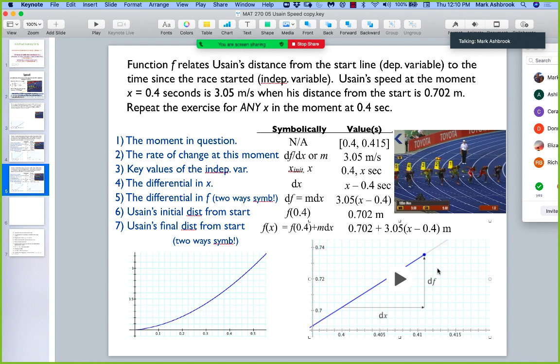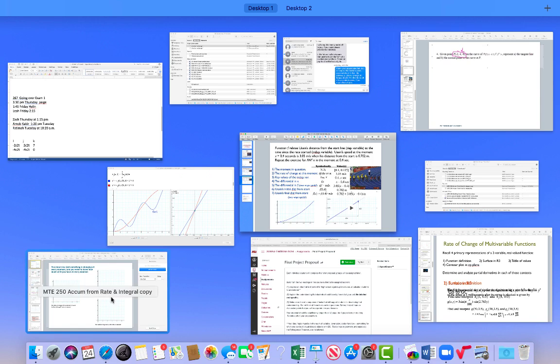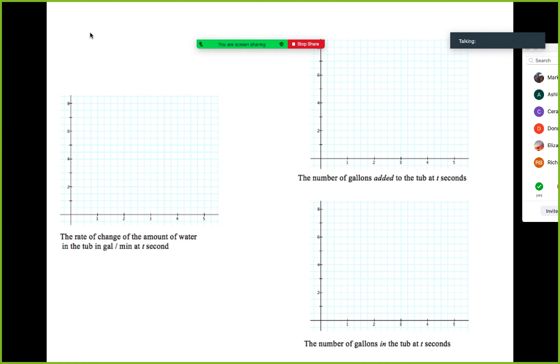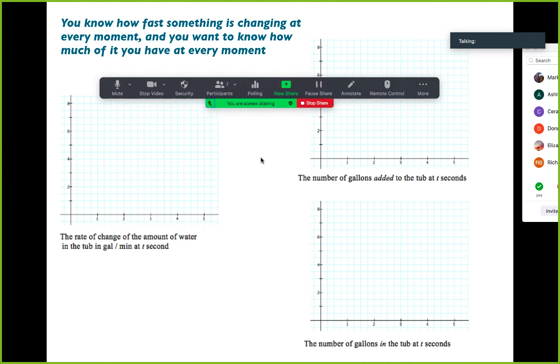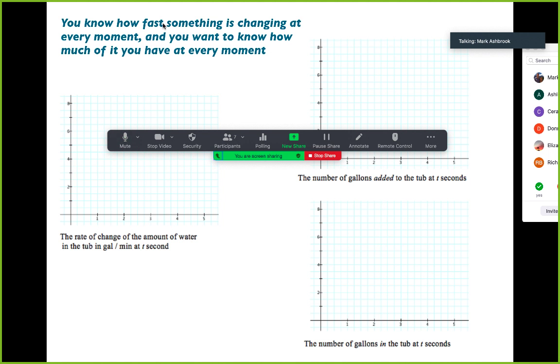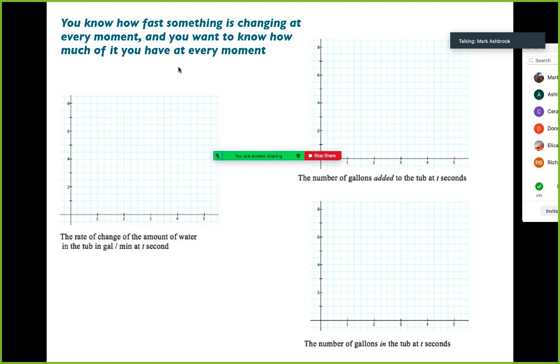Okay, so the big endeavor then that we're knocking on the door of here and we're about to launch is the idea of you know how fast a quantity is changing at every moment, and you want to know how much of it you have at every moment. Okay? So you know how fast a quantity is changing at every moment. You want to know how much of it you have at every moment. So this is in the next 2 weeks or so. This is going to be our journey.